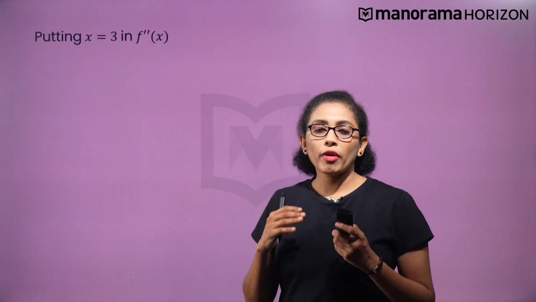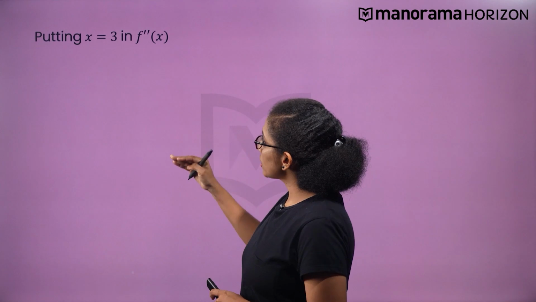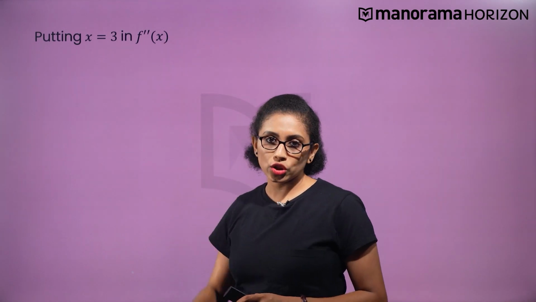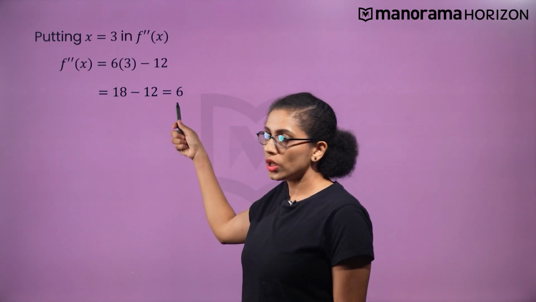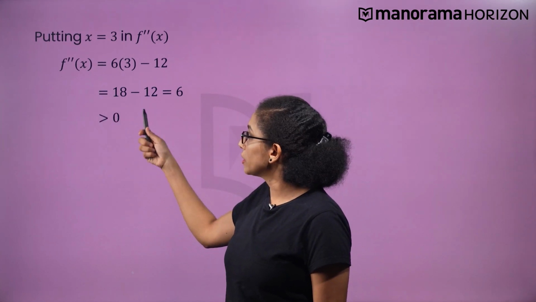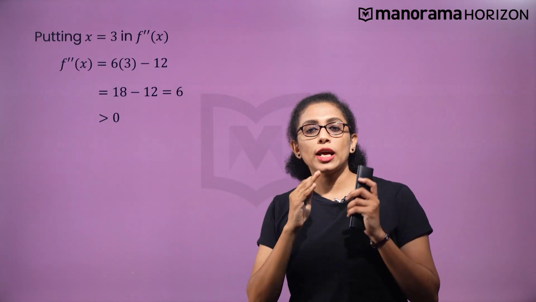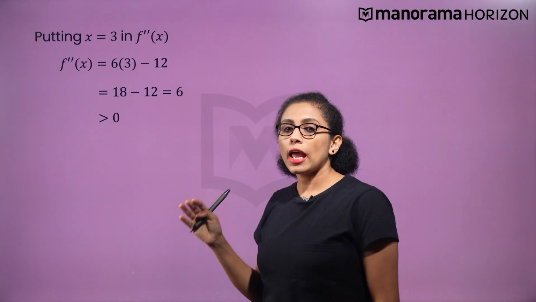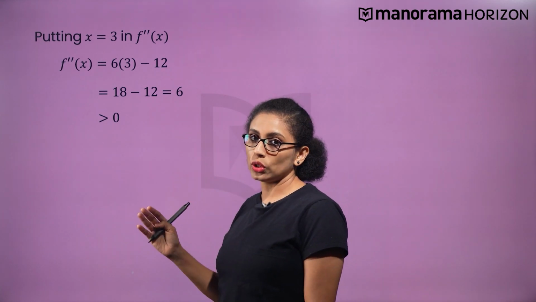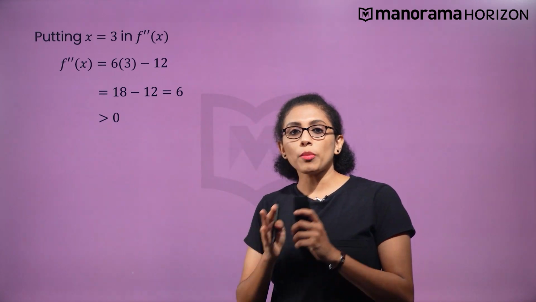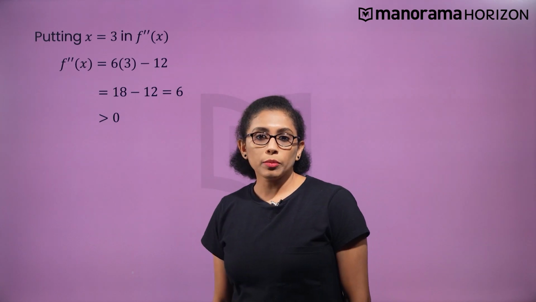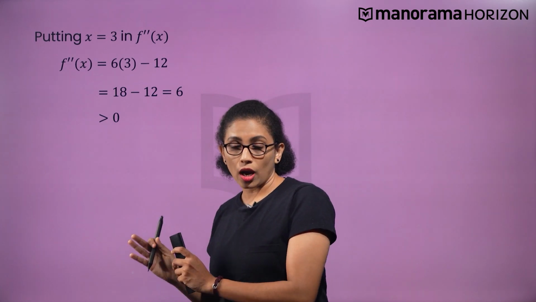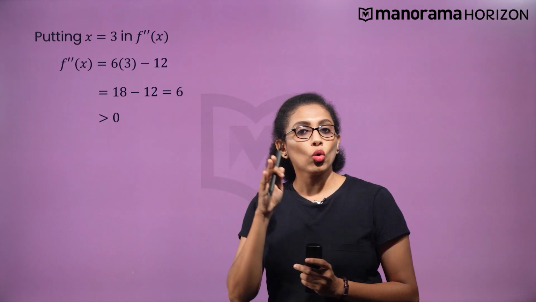Now, to find the local minimum value, we need to substitute x is equal to 3 in f double dash of x. So, substituting, we get f double dash of x is equal to 6, whose value is greater than 0. So, since f double dash of x is greater than 0, f of x is minimum at x is equal to 3, because it switches from negative to positive, and f of x has a local minimum value at x is equal to 3.